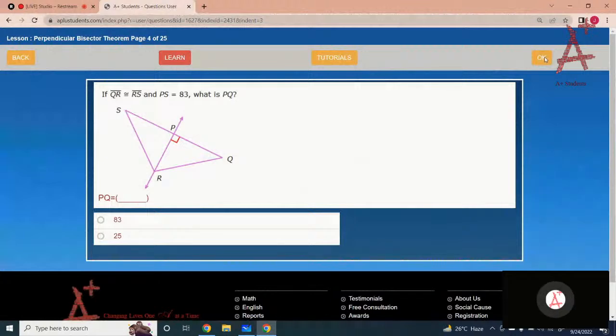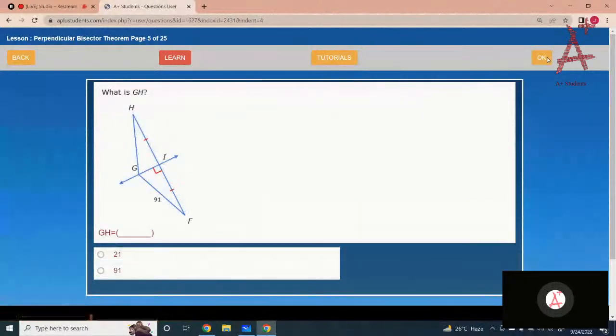Okay, the next one is, if QR is congruent to RS and PS equals 83, what is PQ? So PS and PQ are equal in length because of the perpendicular bisector. So PS is 83, then PQ is also 83. Got it? So select the correct option and click on the OK button.